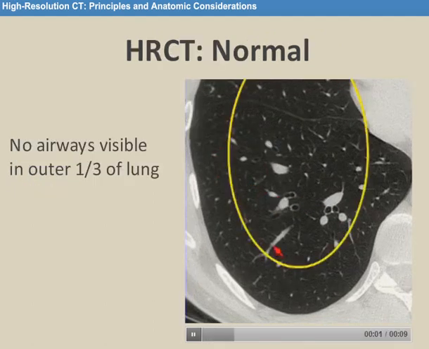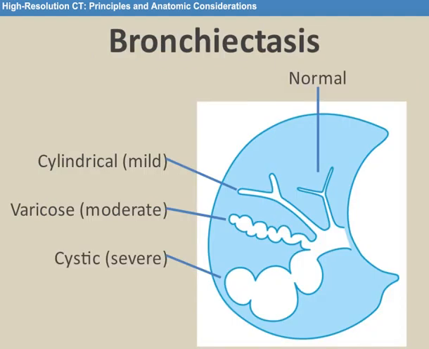Now, you should not see airways in the outer third or so of the lung. If you do recognize airways in the outer parts of the lung, it's likely that you're looking at bronchiectasis. So let's cover bronchiectasis in these early moments of this talk.